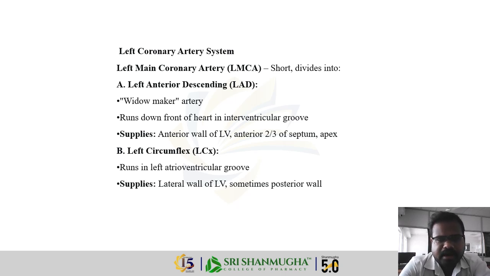This artery supplies the anterior wall of the left ventricle, and the anterior two-thirds of the septum and the apex of the heart. This is the area this artery supplies with blood. Then the left circumflex runs in the left atrioventricular groove. It supplies the lateral wall of the left ventricle and sometimes the posterior wall. All these arteries we have already seen in the previous slide, so we have made the complete picture of the arteries.